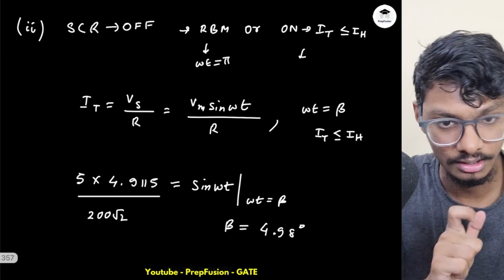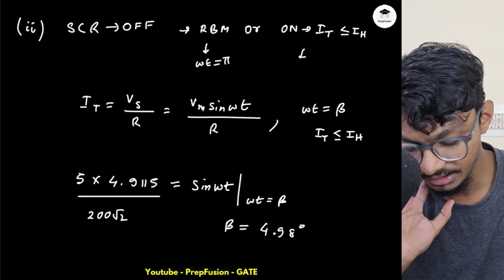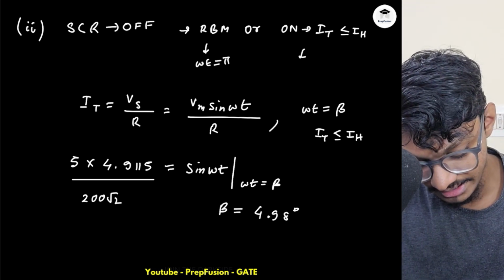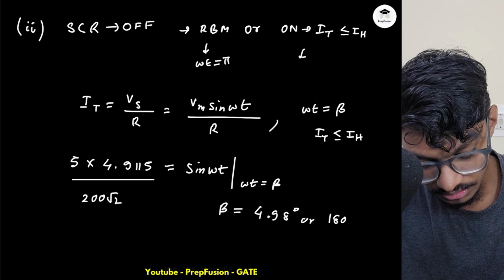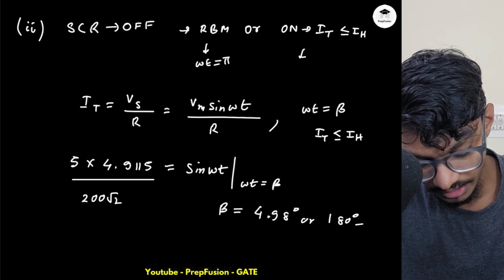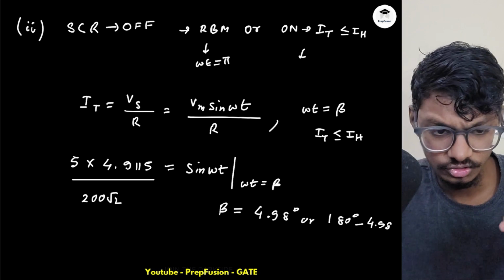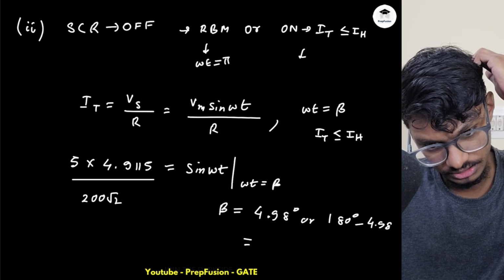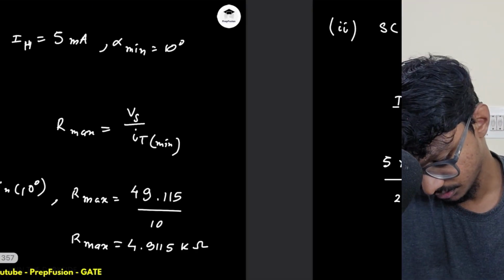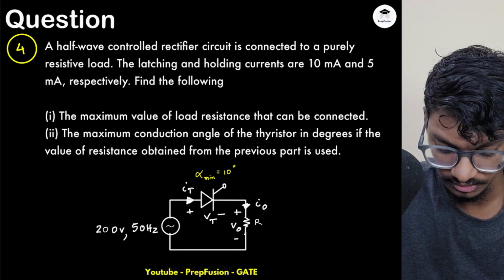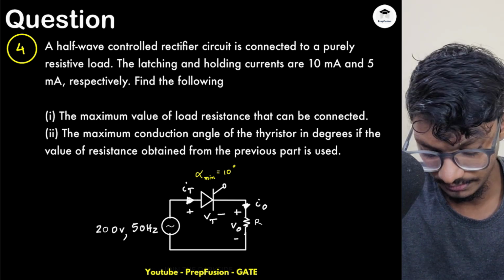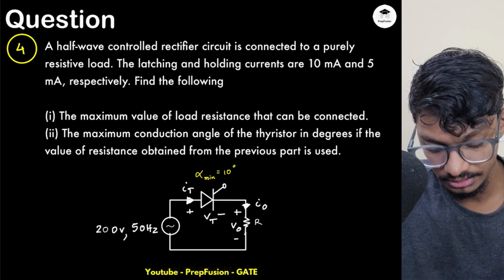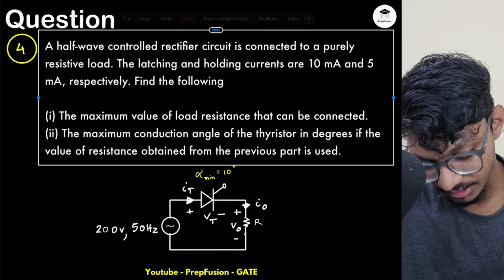But we know one formula, right? Sine pi minus theta and sine theta are the same thing. So here if I write this as 180 minus 4.98, this will be almost equal to... just hold on, if I am making some mistake over here. The maximum conduction angle of the thyristor is the maximum conduction angle. Actually, there is a bit wrong here. The maximum conduction angle is fine.